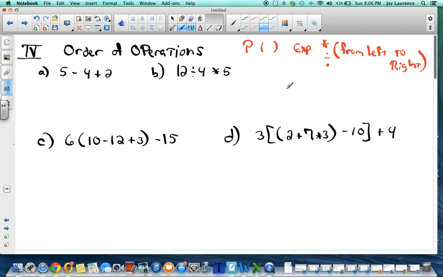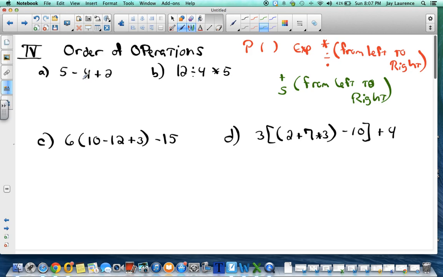And then the same is true for addition and subtraction, from left to right. And this point here is why I don't teach that P word. So when I come up with this first problem here, it says 5 minus 4 plus 2.